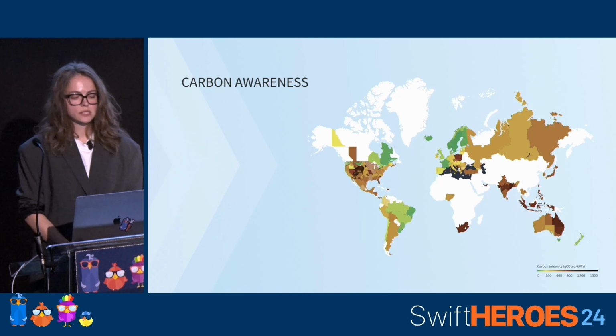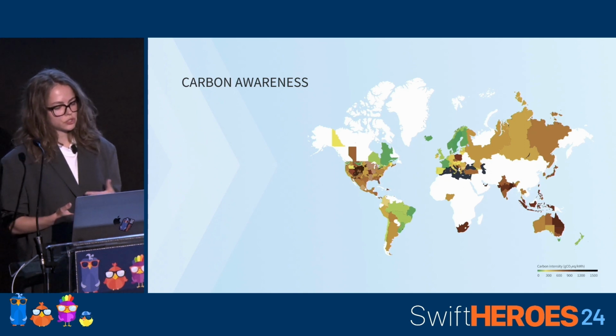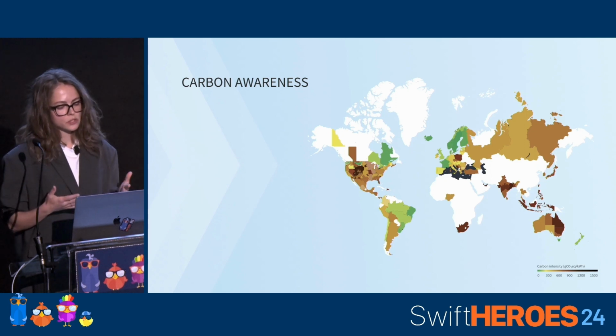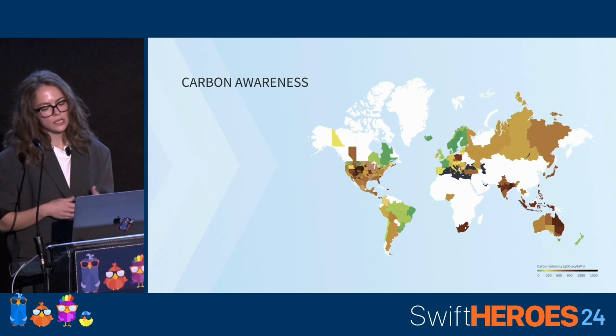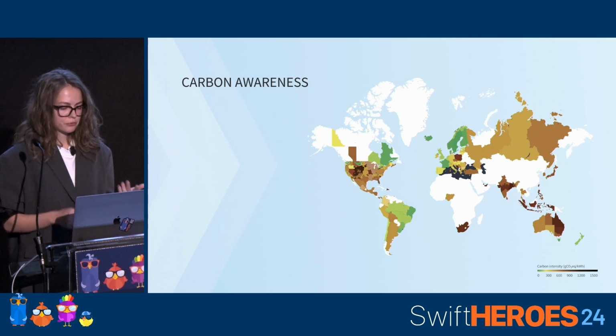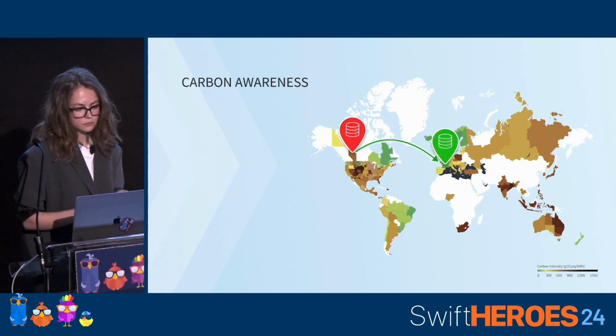So first principle is carbon awareness. Carbon awareness is doing more when the electricity is cleaner in the electrical grid and doing less when the electricity is dirtier, meaning when it's generated by fossil fuels rather than low carbon sources like wind or solar.